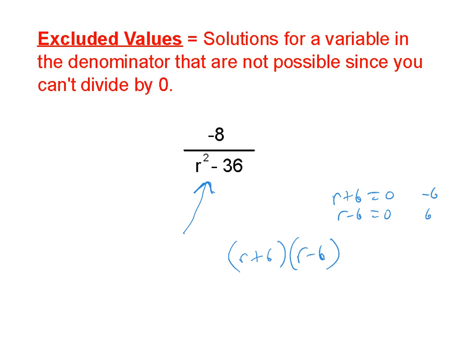So notice our two excluded values, if we put both of those equaling 0, right, and then solve, we'd get -6 and 6. So our two excluded values for this one are 6 and -6. R could not be either of those, or it would not work. You can't divide by 0.